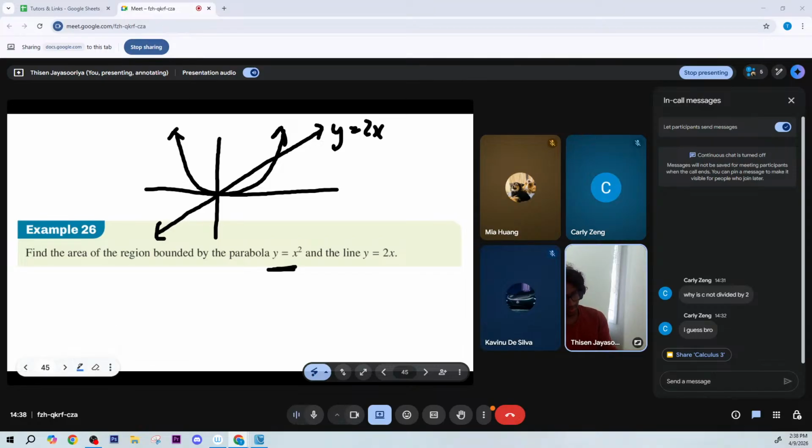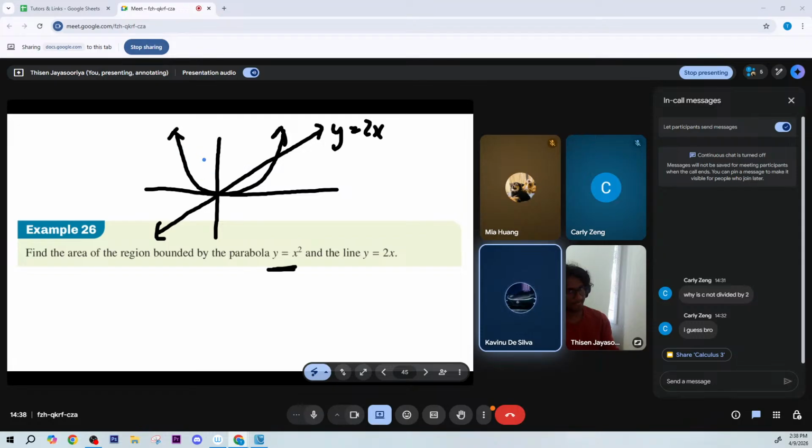Now, Kavinu, which part is the bounded area? If I have to ask you what the bounded area is in this one. The part where they both intersect, on the right. Yeah, that part. So this part is the bounded area they're asking about. The bounded area is the area between the two curves.